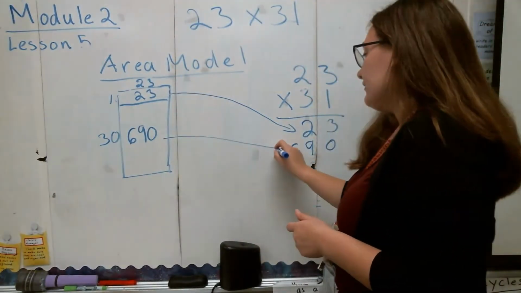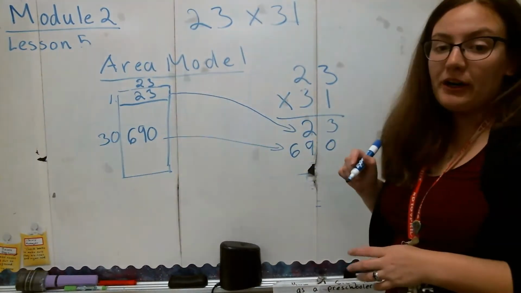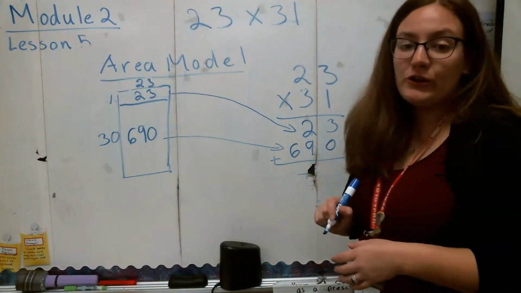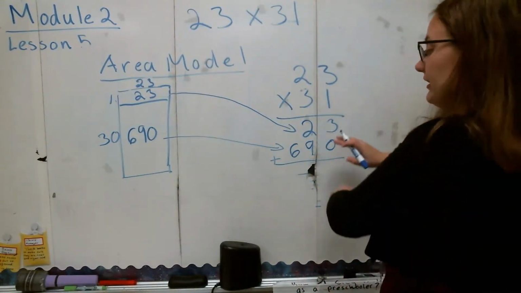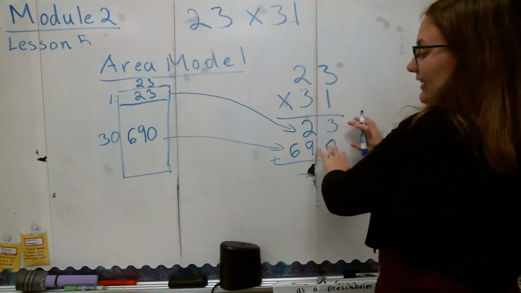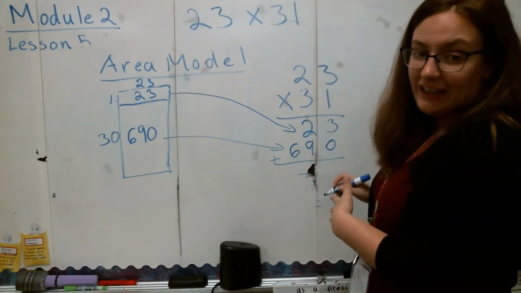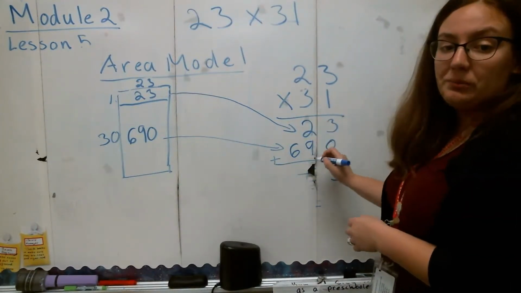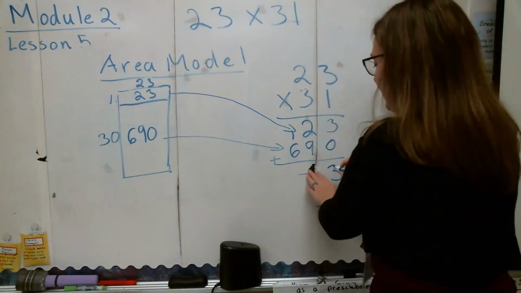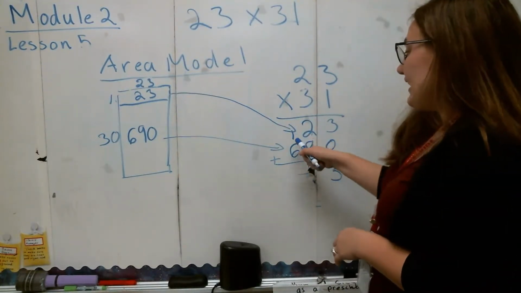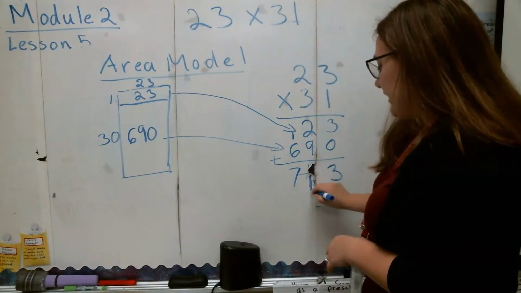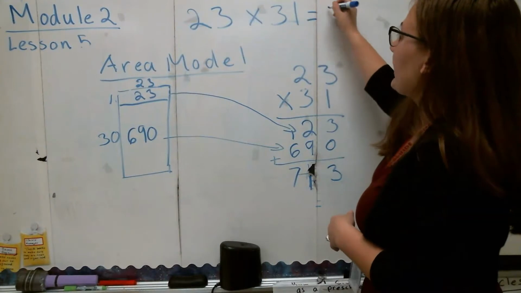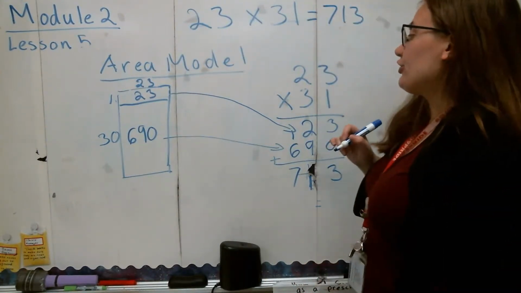I will draw a line from that part of my area model to this partial product, just saying that I've checked my work. And now I need to add my partial products together. Remember, these two little parts that we multiplied, we now need to add them to get our final answer. So I have 3 plus 0, which is 3. 2 plus 9 is 11, so I carry the 1 and I leave the 1. And then I do 1 plus 6, which is 7, which gives me a final answer of 713. So 23 times 31 is 713.